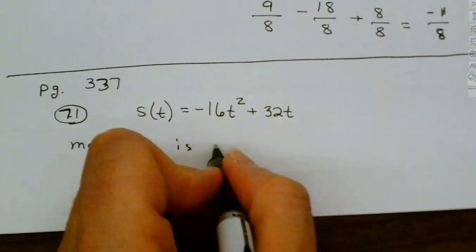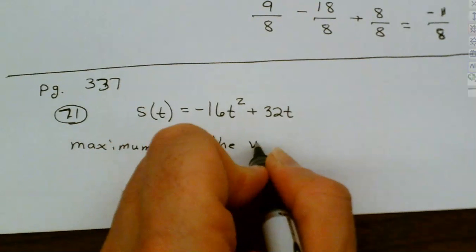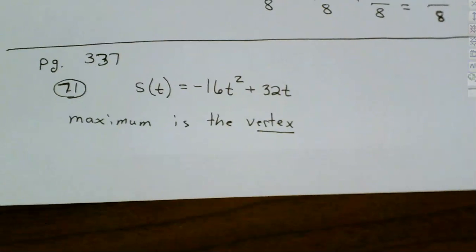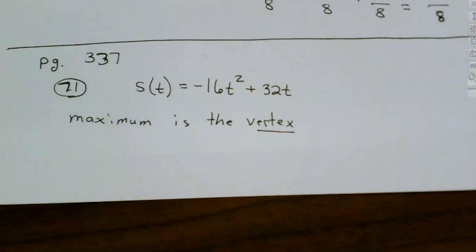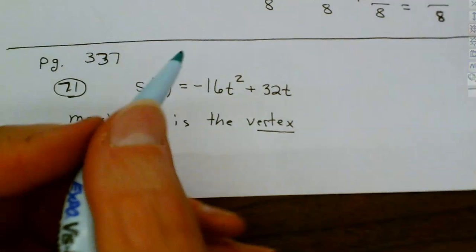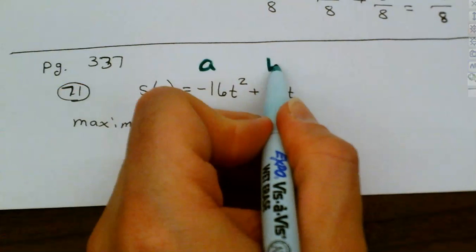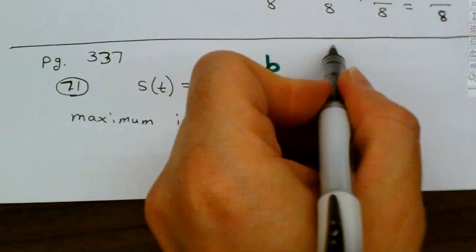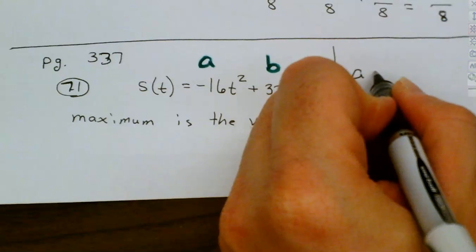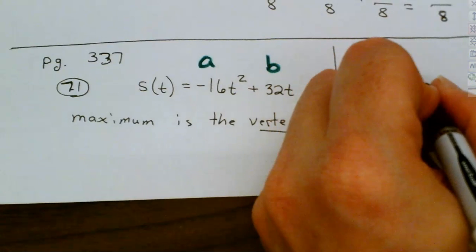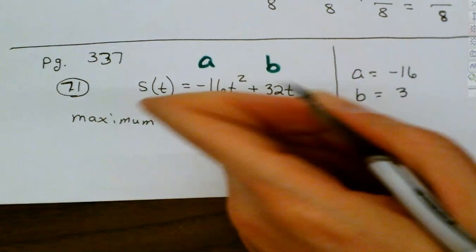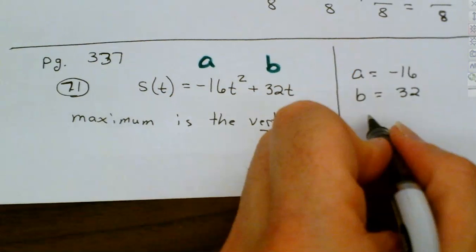And the maximum is the vertex. So the maximum or the minimum value is your vertex. So we're going to be finding our vertex. And again, we have our A and our B. And do we have a C at all? Nope. So C is going to be 0. So in this case, A is a negative 16. B is a positive 32. And C is 0.